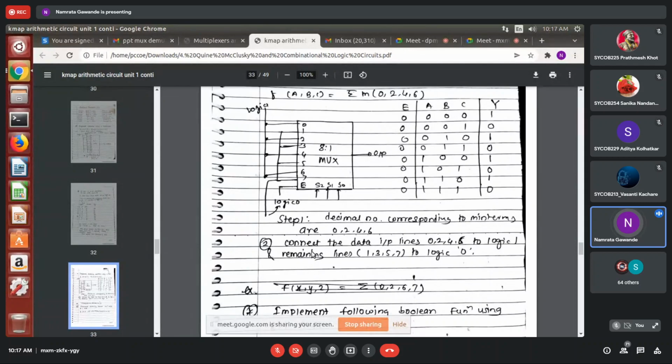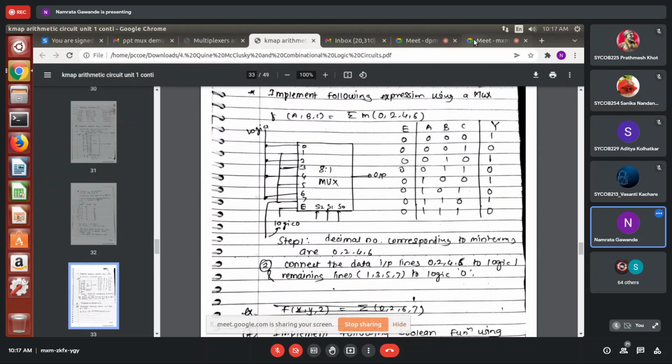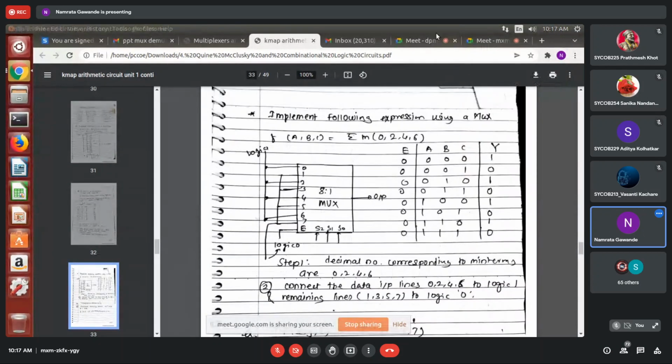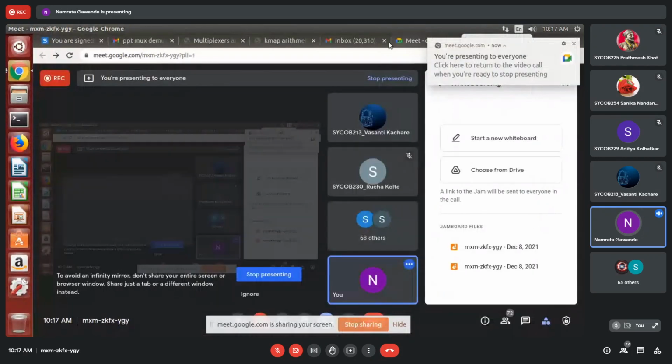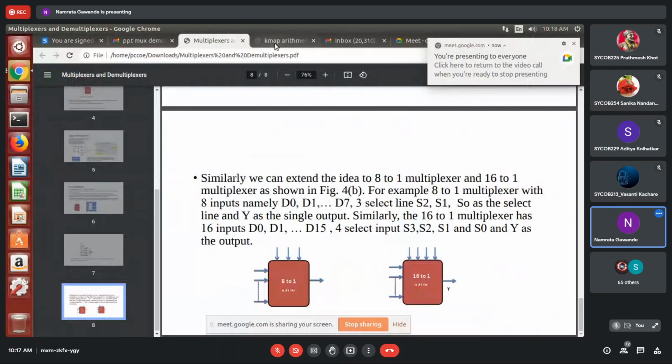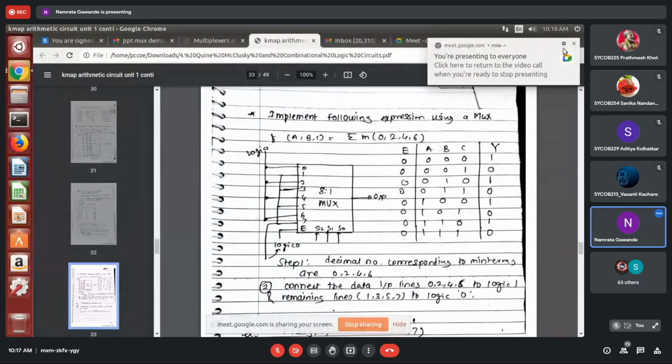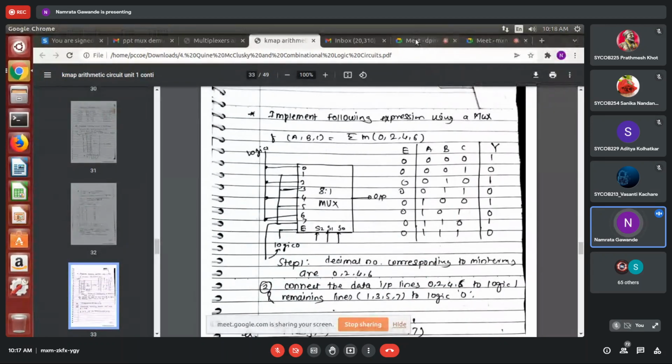Is there any doubt, students? Have you understood these 2 examples? Yes. Am I audible to you? Okay. Have you understood this example?